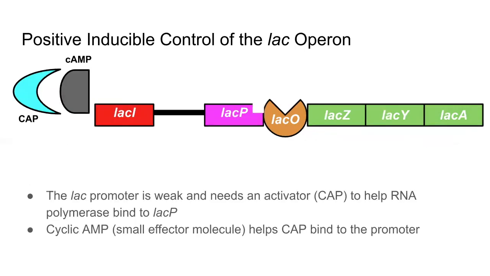Now we're going to talk about the positive inducible control of the Lac operon. This includes two new elements that haven't been mentioned yet. The catabolite activator protein, also known as CAP, and cyclic adenosine monophosphate, commonly referred to as cyclic AMP. These two elements are needed to help the binding of RNA polymerase to Lac P. The CAP molecule helps the weak Lac promoter bind to RNA polymerase for transcription. Cyclic AMP functions as the small molecule and binds to CAP to ensure a strong bond between CAP and the Lac promoter.